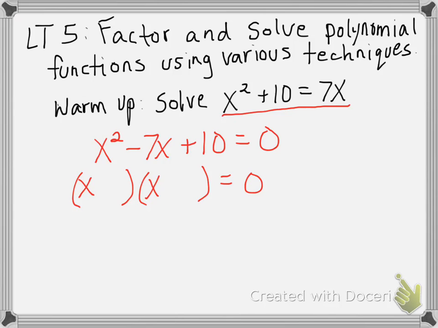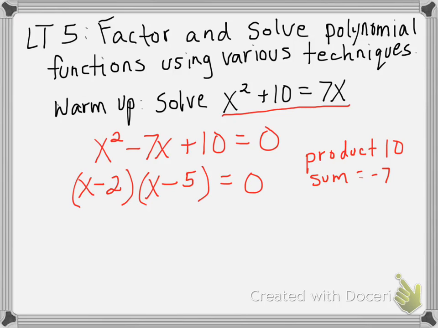At this point, I need to think of two numbers. They need to have a product of 10, meaning they multiply to be 10, and a sum of negative 7. So if they multiply to be positive, but they add to be negative, they're both negative. So what two numbers multiply to be 10 but combine to be negative 7? That answer is negative 2 and negative 5.